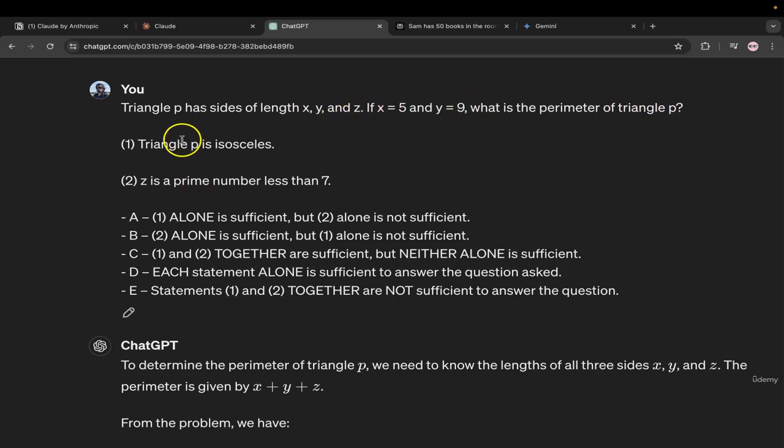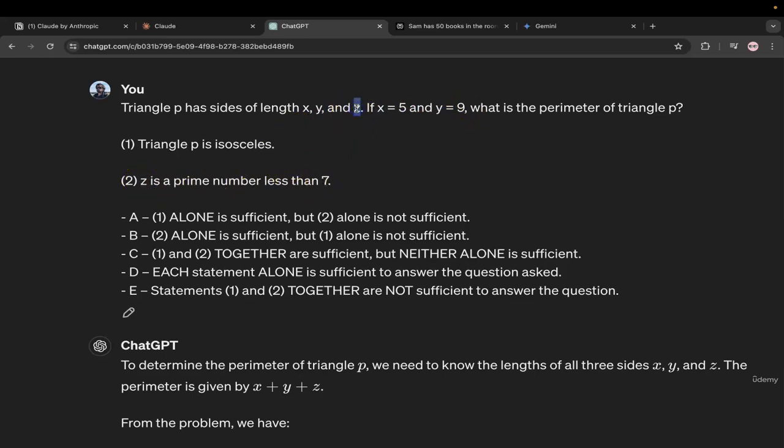And then it gives 2 statements. One says triangle P is isosceles. If triangle P is isosceles, that means 2 of its sides out of 3 are equal. And 5 and 9 are different numbers. So that means z could either be 5 or 9. But that statement in itself cannot help me find the length of z, because I just know it could be 5 or 9, but which one is it equal to? I don't know yet. Statement 2: z is a prime number less than 7.